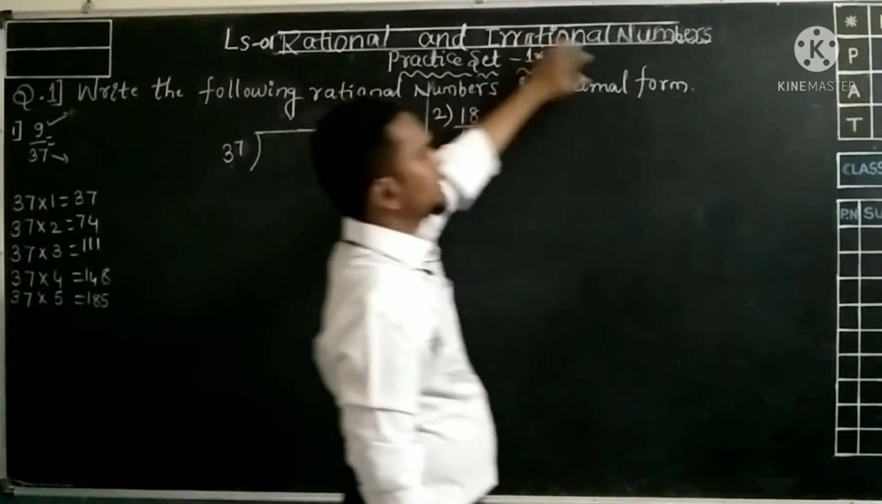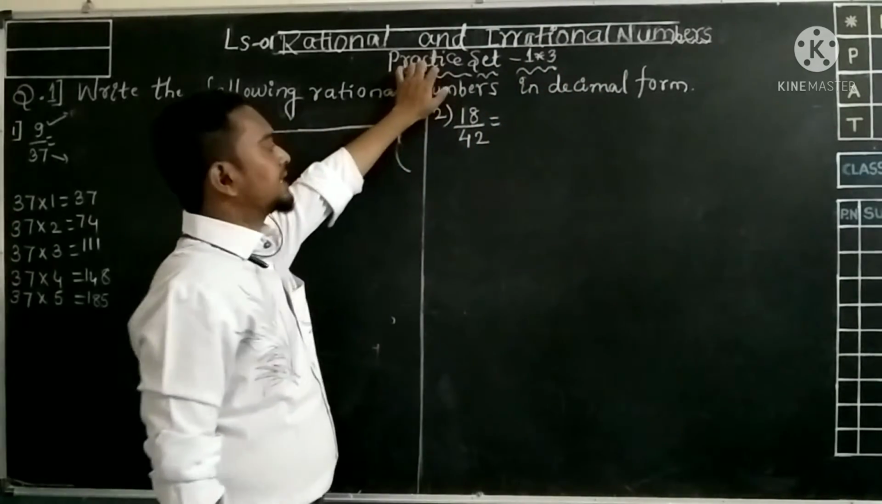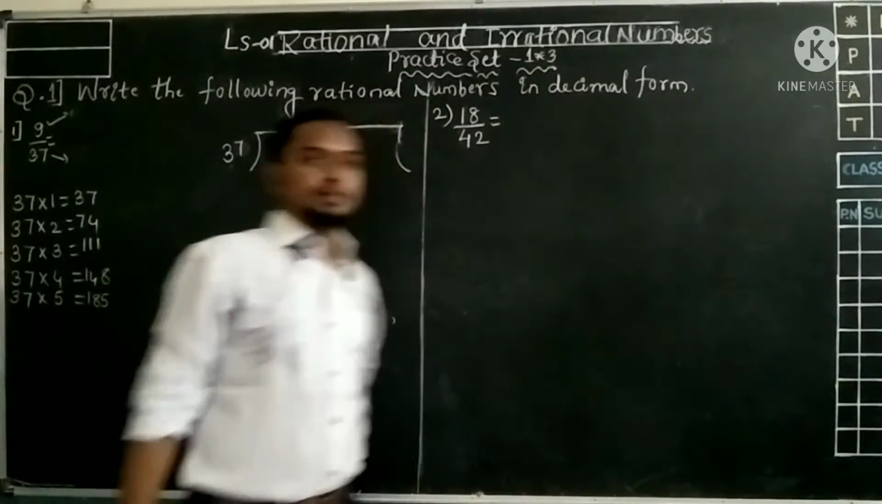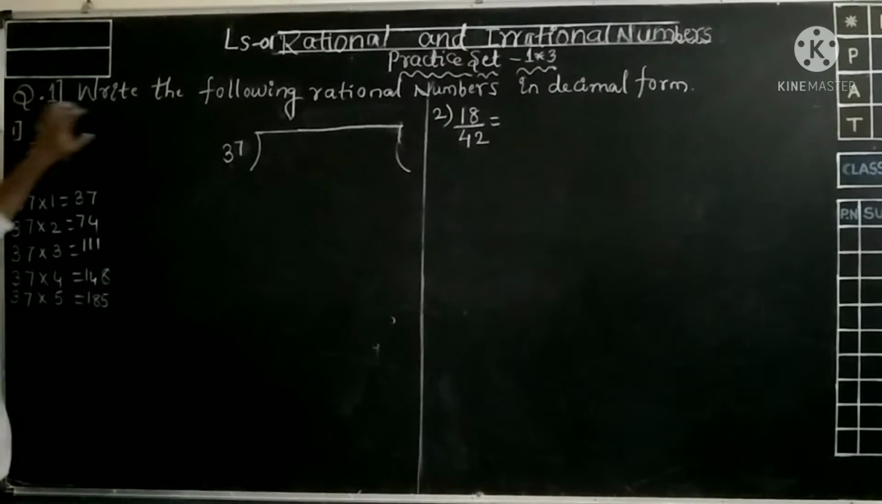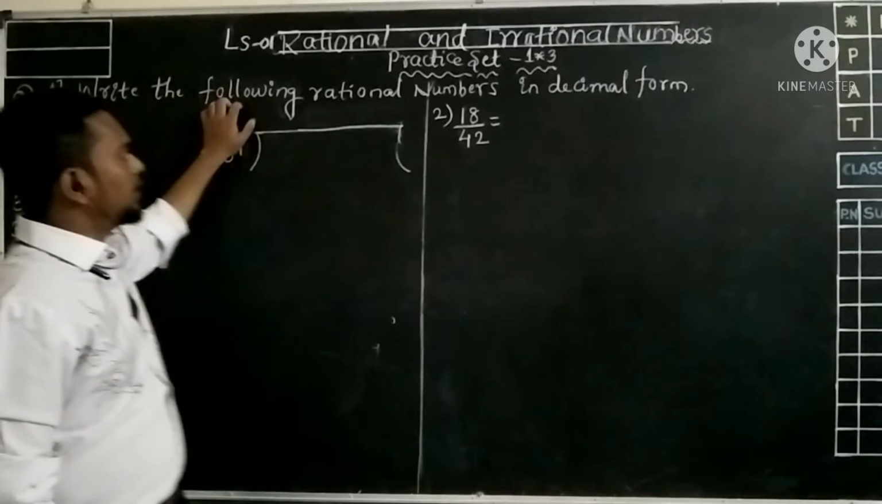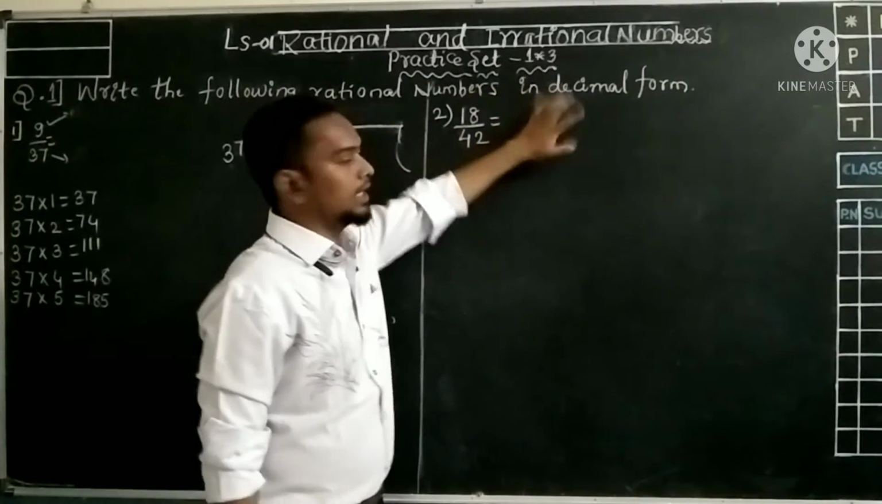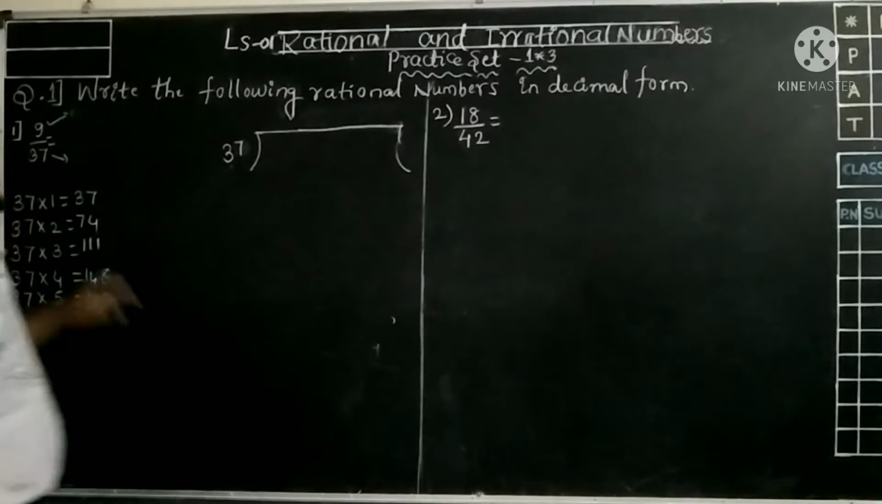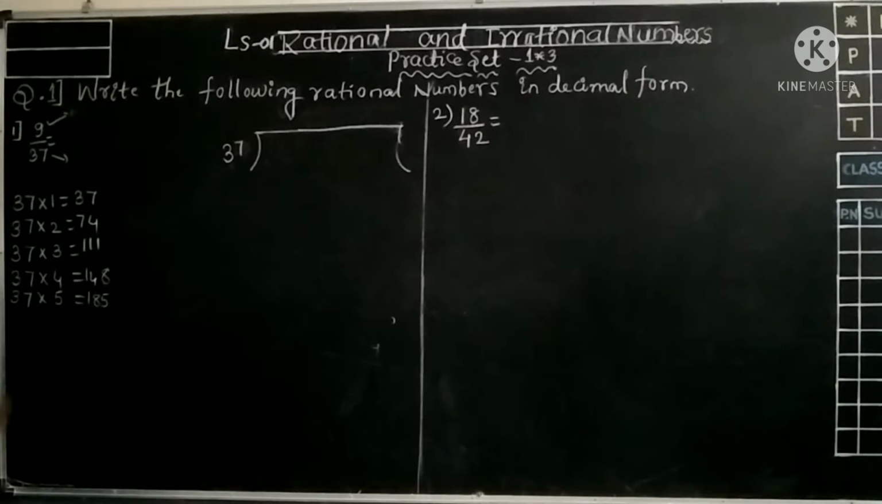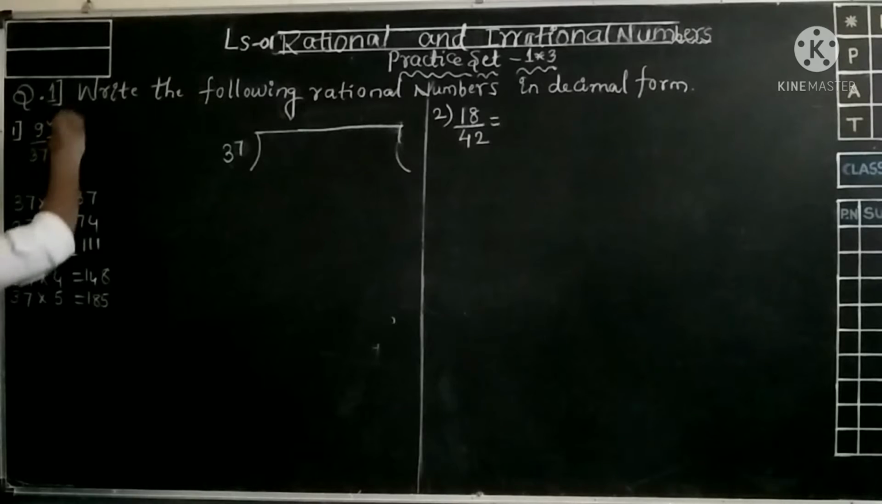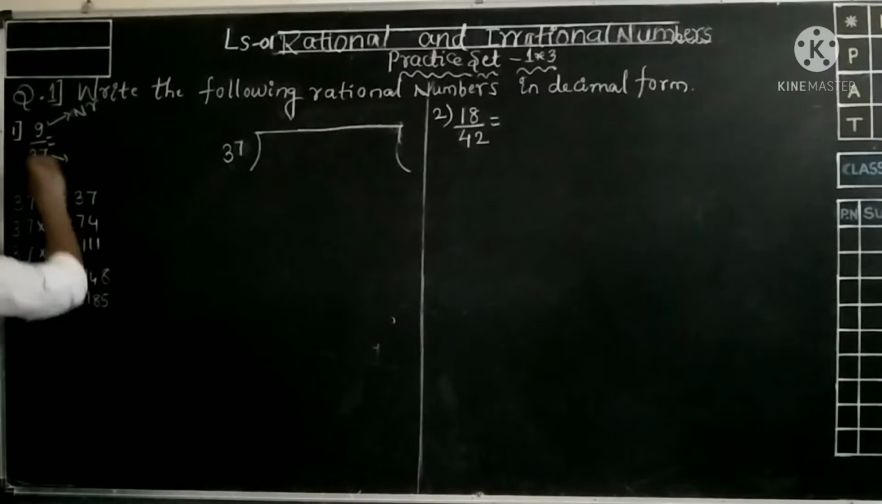Rational and irrational numbers. Practice set number 1.3. Question number 1: Write the following rational numbers in decimal form. Here, the first sum is 9 upon 37. 9 is considered as the numerator and 37 is considered as the denominator.